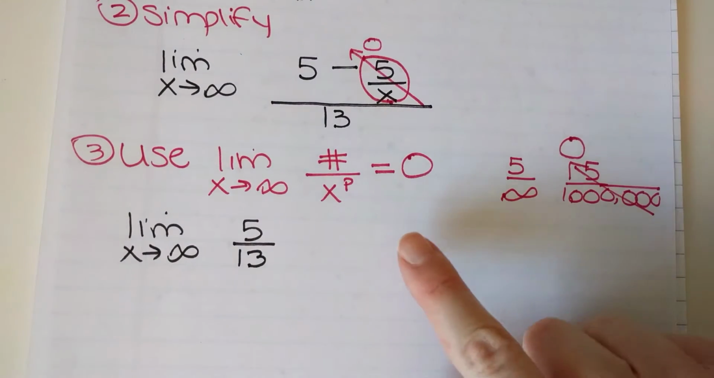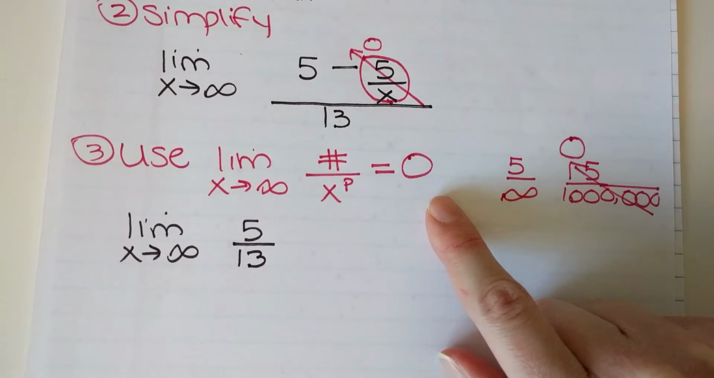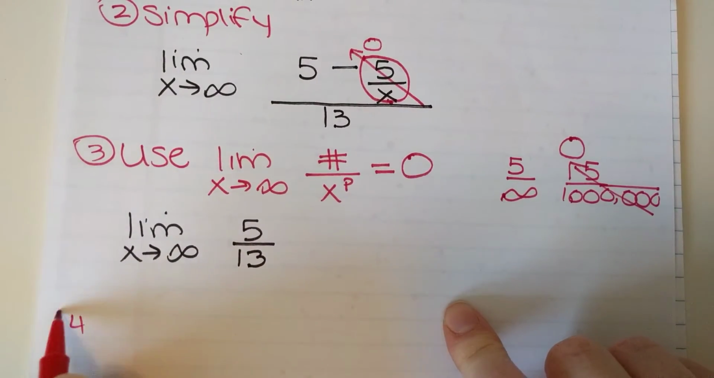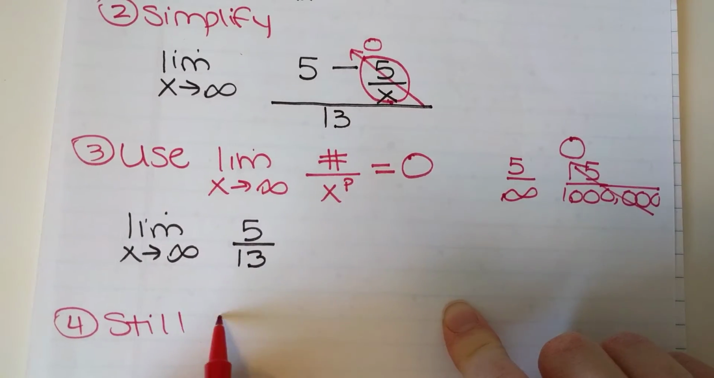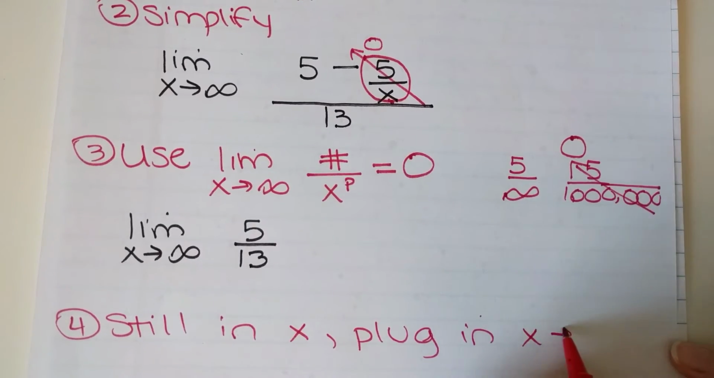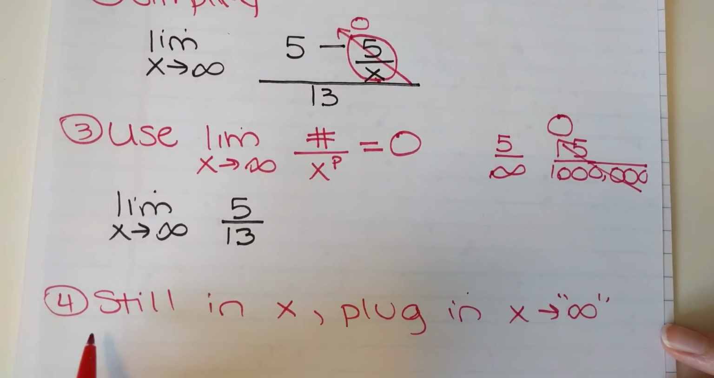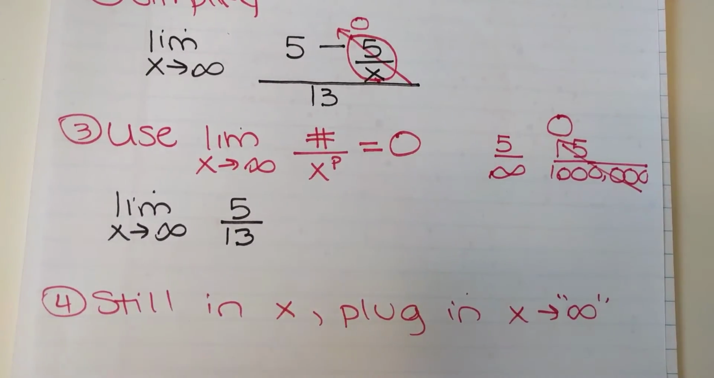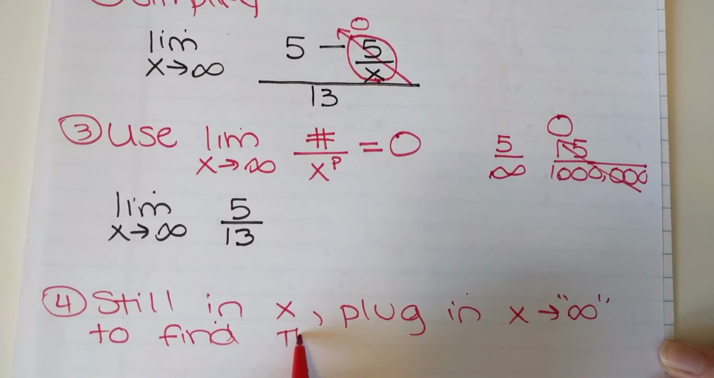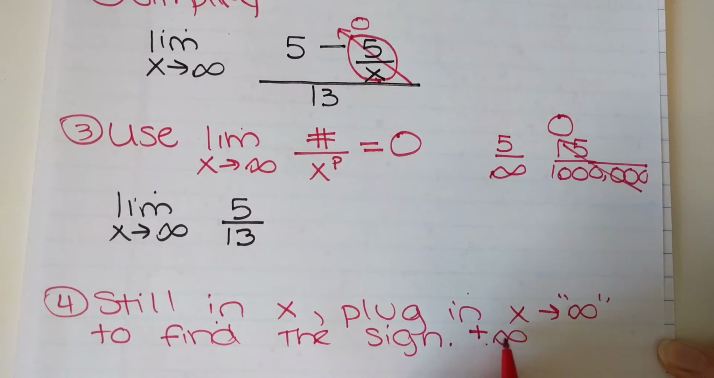Now, sometimes after you use this whole limit as x goes to infinity of this number and the denominator goes to 0, you still have an x left over. And if that happens, if there's still an x, then what you have to do is you will plug in the x going to infinity or the x going to negative infinity and determine the sign. So you'll plug in x going to infinity in this particular case to find the sign to see if it's going to a positive infinity or a negative infinity.